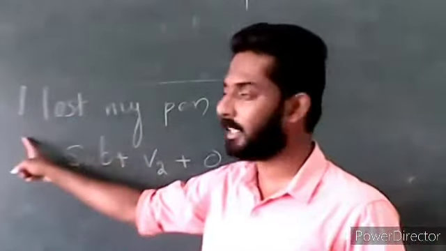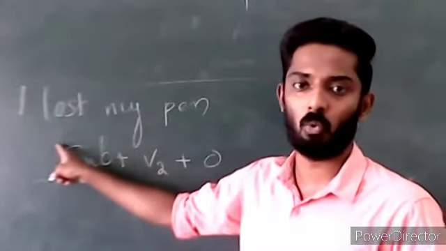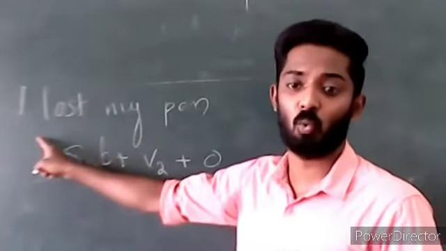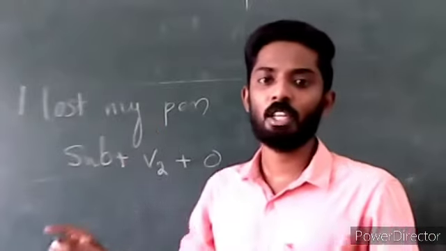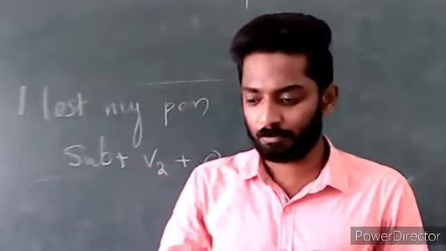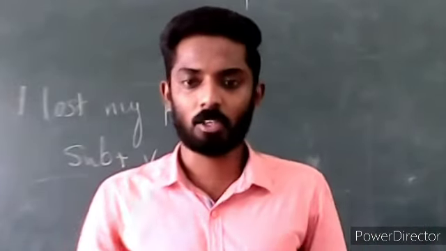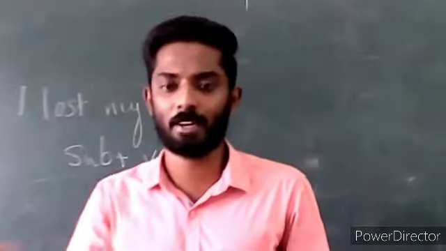So I is the subject. Lost is the V2 form of the verb, or else we can say the second form of the verb, or past form of the verb is used here, and then the object. So this is the structure of the sentence. Okay. There might be other examples also. We'll discuss all those things towards the end of the class.